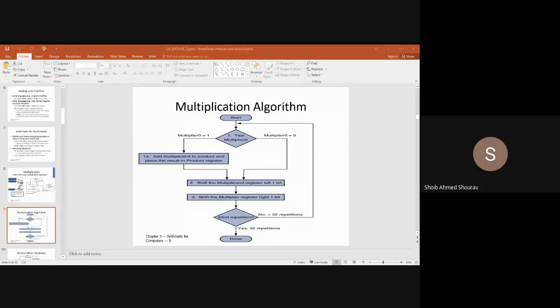Faria Jabin Disha. Step one correct. Step two correct. Three correct. Four correct. Faria Jabin Disha, your solution is correct. Okay, fine.